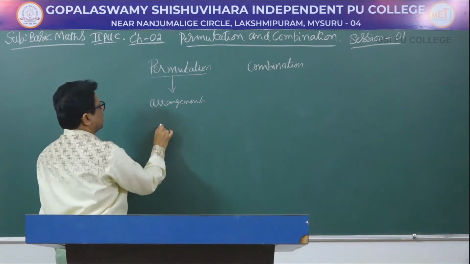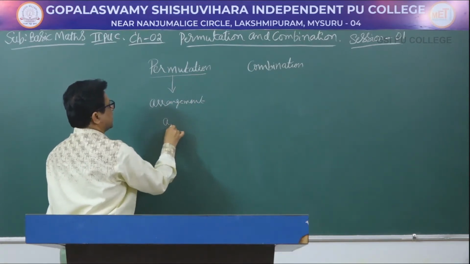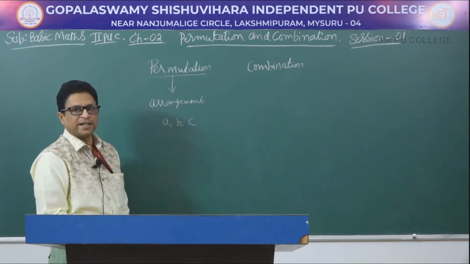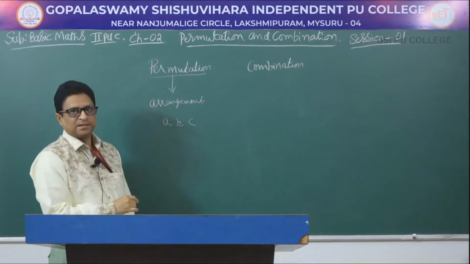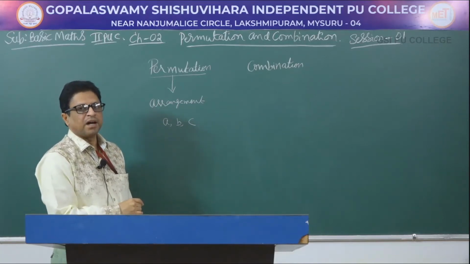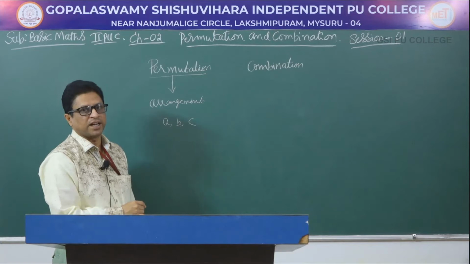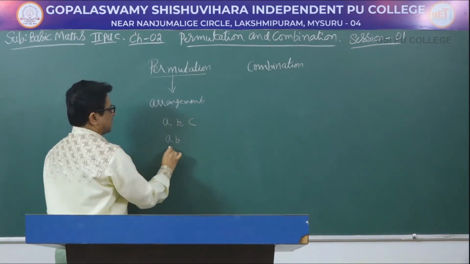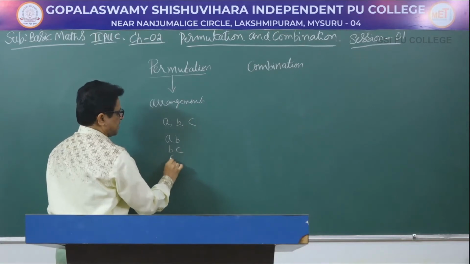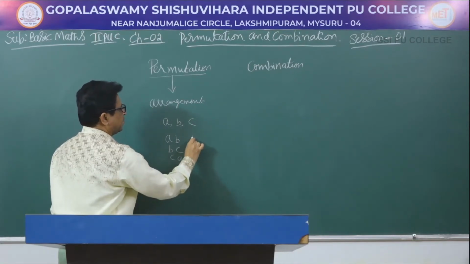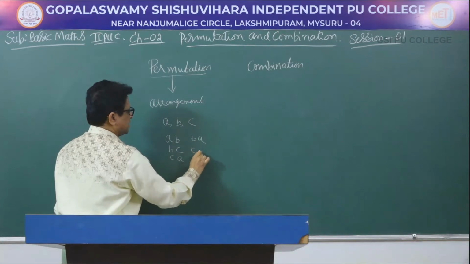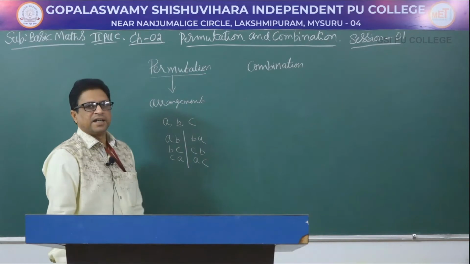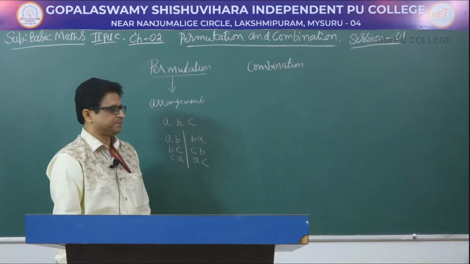For example, let us consider three letters A, B, C. We have to arrange two letters from three letters. What are the possibilities or what are the possible outcomes? So, AB, BC, CA, BA, CB, AC. So, totally there are 6 possibilities.